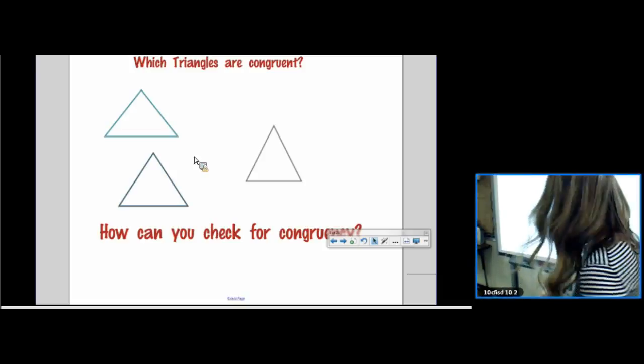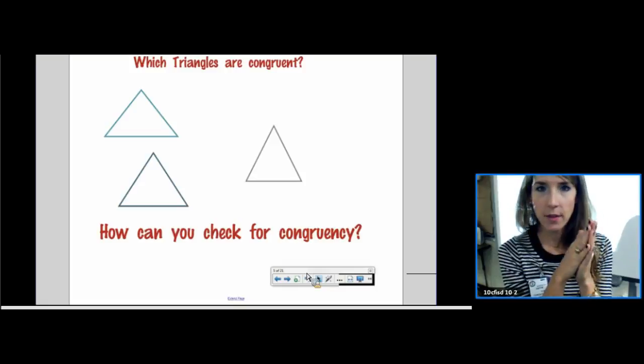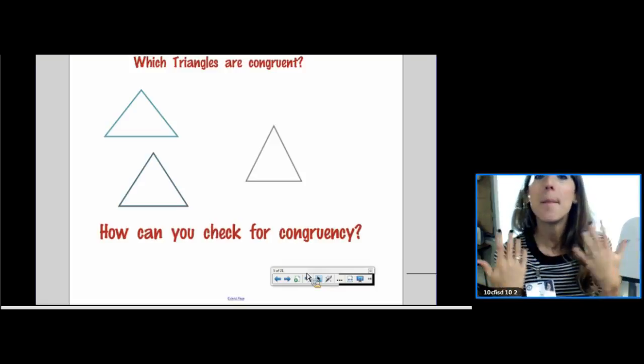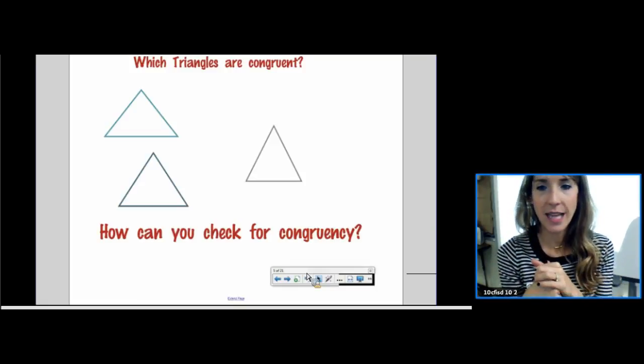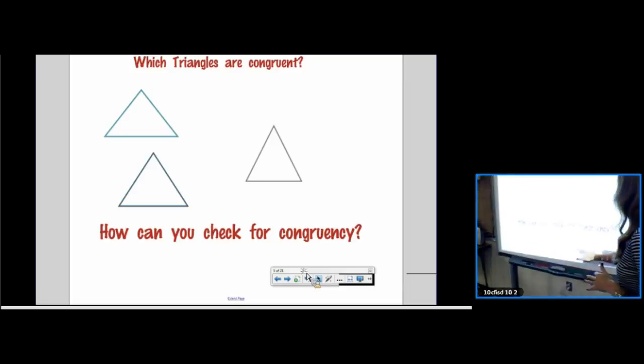How could we check for congruency? We could put one triangle on top of another and see if they line up. We could measure the angles and measure the sides and see if we get the same numbers. Okay, we're going to leave it at that for today.